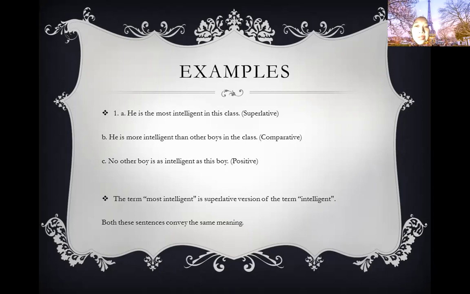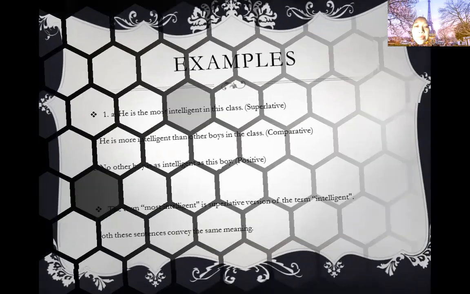Okay, so can you see the difference among them? I hope so. And the term most intelligent is the superlative version of the term intelligent. Both of these sentences convey the same meaning, and you must know that there is a change from positive, comparative, and superlative.